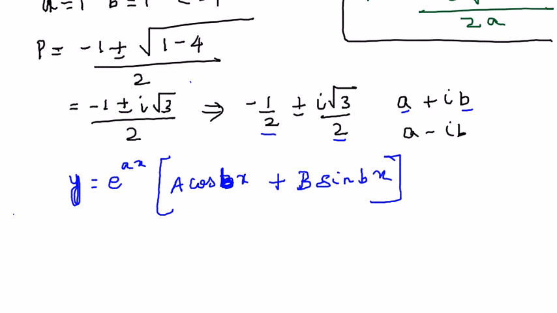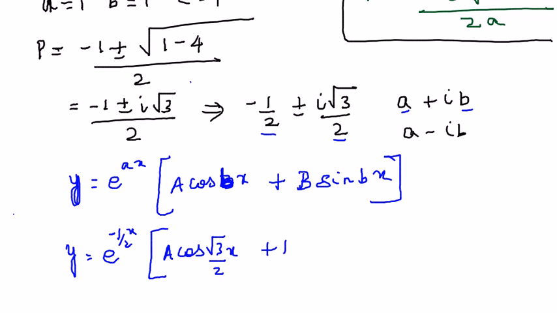So in this case my equation would become y is equal to e power, instead of a I have minus 1 by 2, so minus 1 by 2 x, into A cos, here small b is root 3 by 2 x, plus B sin root 3 by 2 x.